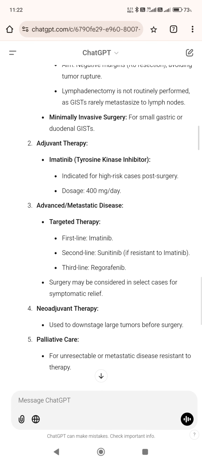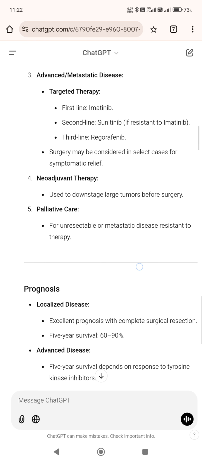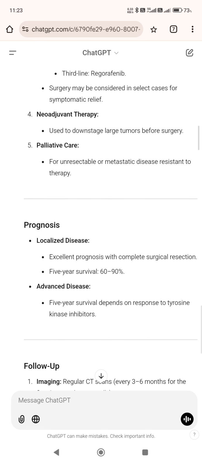2. Adjuvant therapy: imatinib, a tyrosine kinase inhibitor, indicated for high-risk cases post-surgery. Dosage, 400 milligrams per day. 3. Advanced metastatic disease, targeted therapy: first line, imatinib. Second line, sunitinib if resistant to imatinib. Third line, regorafenib. Surgery may be considered in select cases for symptomatic relief. 4. Neoadjuvant therapy, used to downstage large tumors before surgery. 5. Palliative care, for unresectable or metastatic disease resistant to therapy.